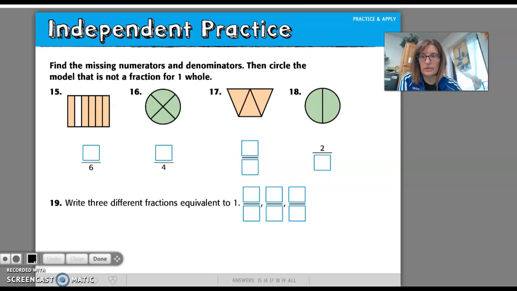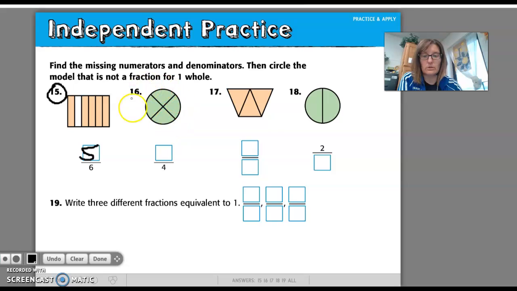Let's take a look at these next ones. Find the missing numerators and denominators. Then circle the model that is not a fraction for one whole. So number 15, is the whole thing shaded? No, only 5/6 are shaded. So I already know that I'm going to circle that one because it is not a whole.